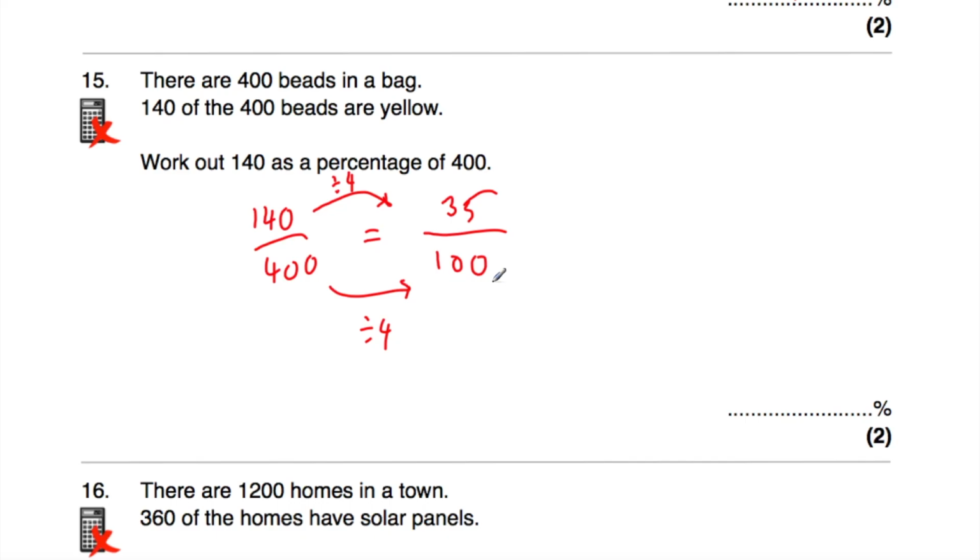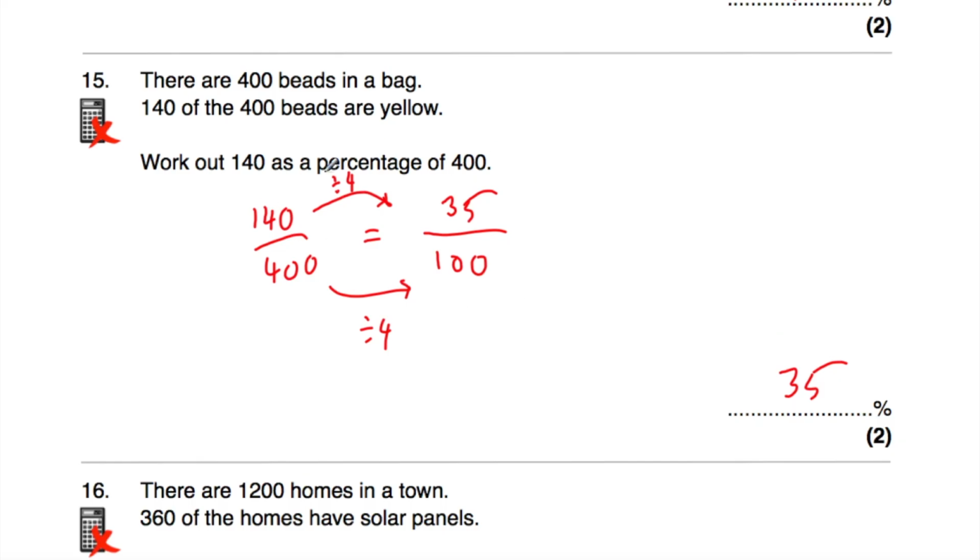Now we could cancel that down more if we wanted to, but remember we want to write this as a percentage. That's 35 out of 100, which would be 35%. And that's it. So in this question, we're asked to write down 140 as a percentage of 400. Well, I started off by writing the fraction, 140 400ths, and then I cancelled down just until I got to 100 on the denominator. And it's quite a nice question where we could just divide the numerator and the denominator by 4. And we got 35 out of 100, which would then be 35%, and that's it.